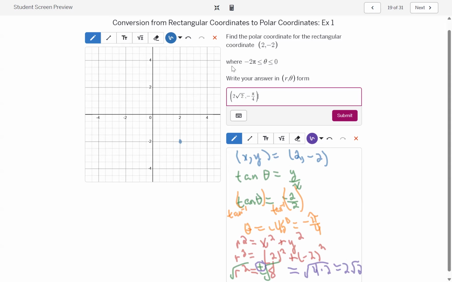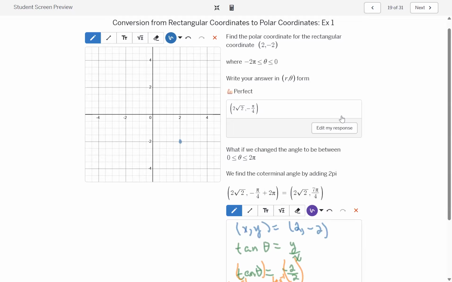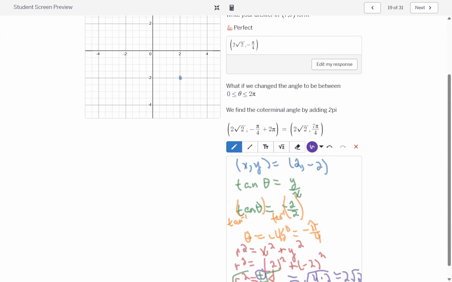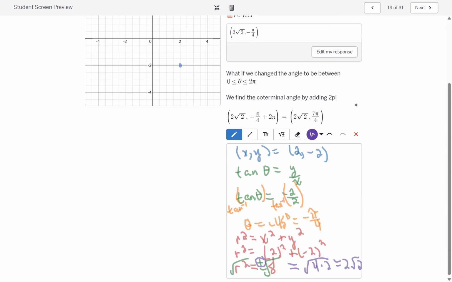So now I double check. They said where theta is less than 0, my theta is negative, so this is correct. Now then it has a nice little follow-up note. What if instead they said theta is between 0 and 2 pi? Then our negative pi over 4 is too small. So we could add 2 pi to get a coterminal angle.